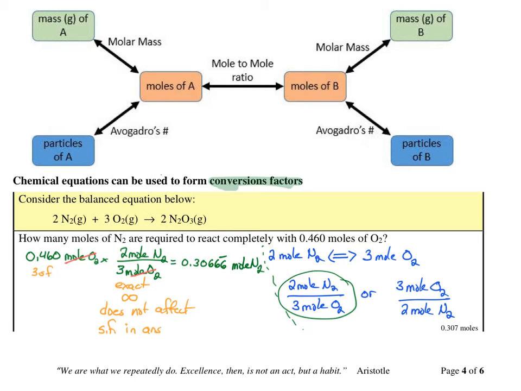So we have three sig figs in our answer. The first number we drop is greater than 5, so we add 1 to the preceding column. Our final answer is 0.307 moles of N2.